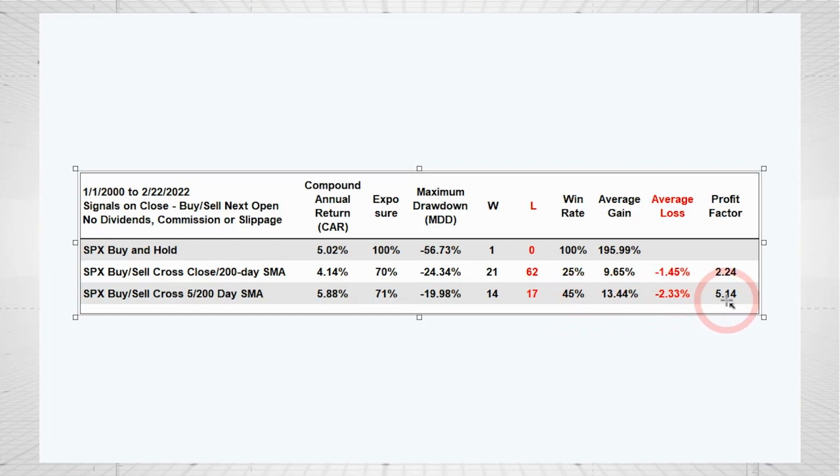So clearly, just by changing the close to the 5-day SMA is a better solution than just reacting on every close above and below the 200-day. Smooth it out, sit back, and wait for a 5-day to cross above or below before considering any action.